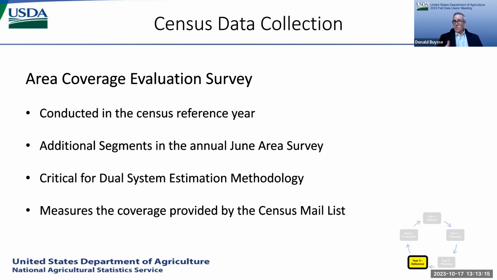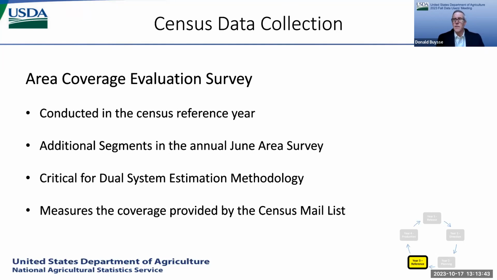We do that. Many of you might be familiar with our June area survey. It is done in supplement to that. So we still conduct the June area survey, but we add additional segments to it, areas of land that we're going to collect data on, that we're going to do a full enumeration. We're going to use that information to see if we already have that individual that's operating that piece of land on our list. If we don't, then we're building a separate frame to help measure the coverage.